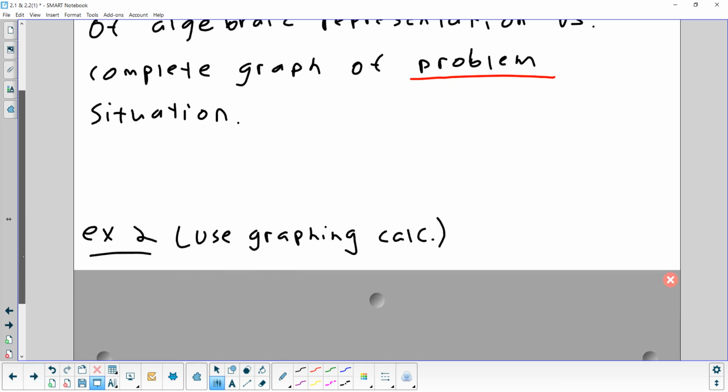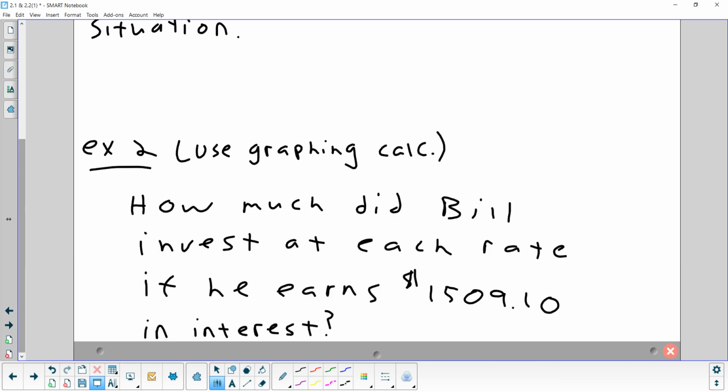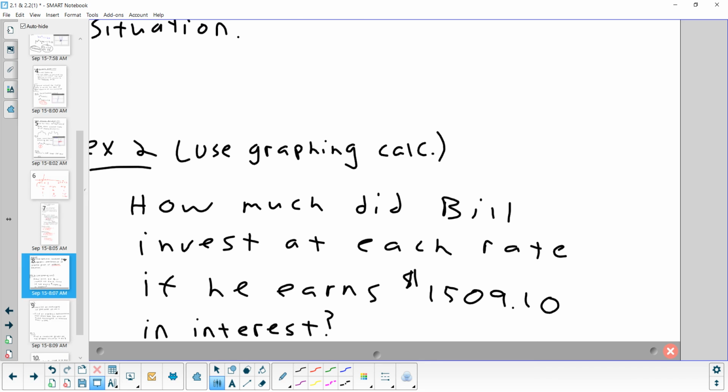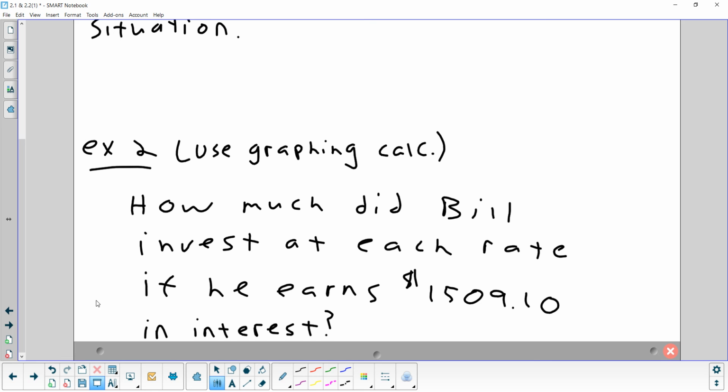So let's use the graphing calculator and figure out how much money Bill invested for each investment if he earned $1,509.10 in interest.